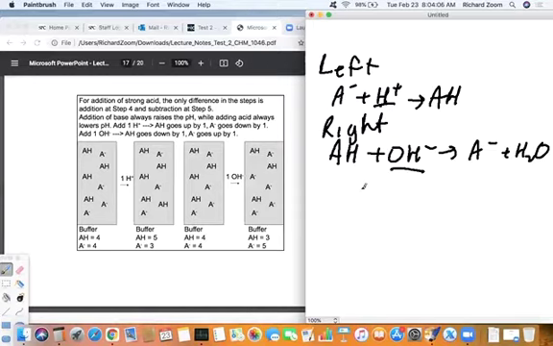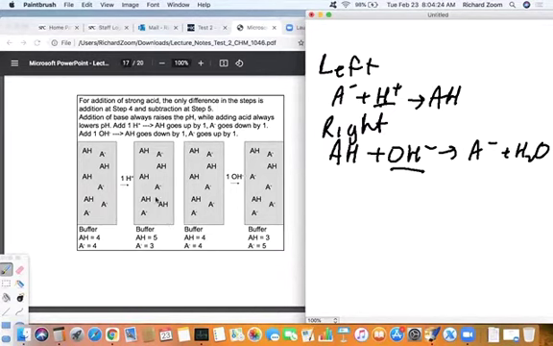They're gone. Once they're gone, they're gone. They turn into water, or they turn into AH, whatever happens here, but they disappear is the point. The H plus and the OH minus are gone. That's why the buffer is so effective.